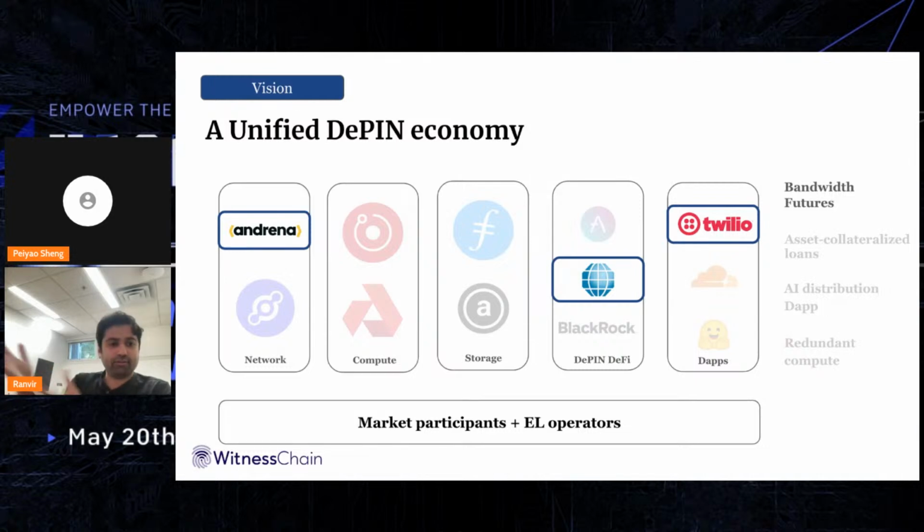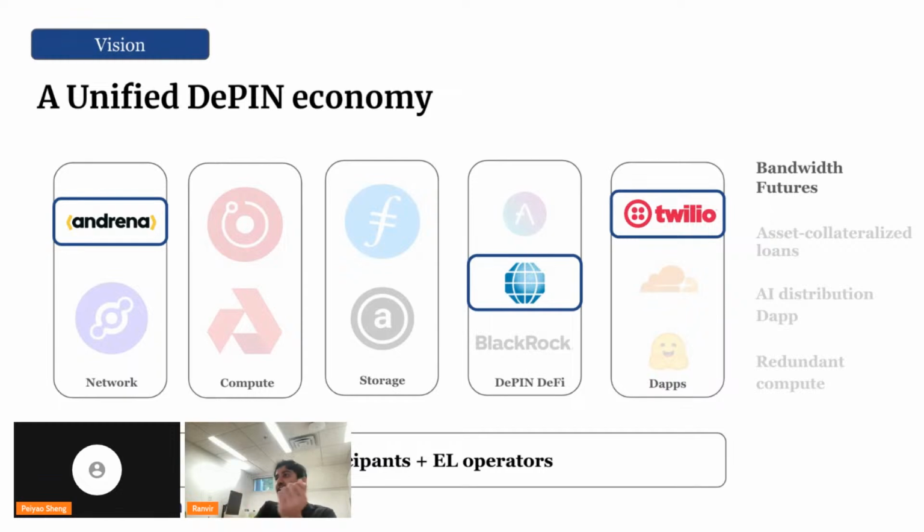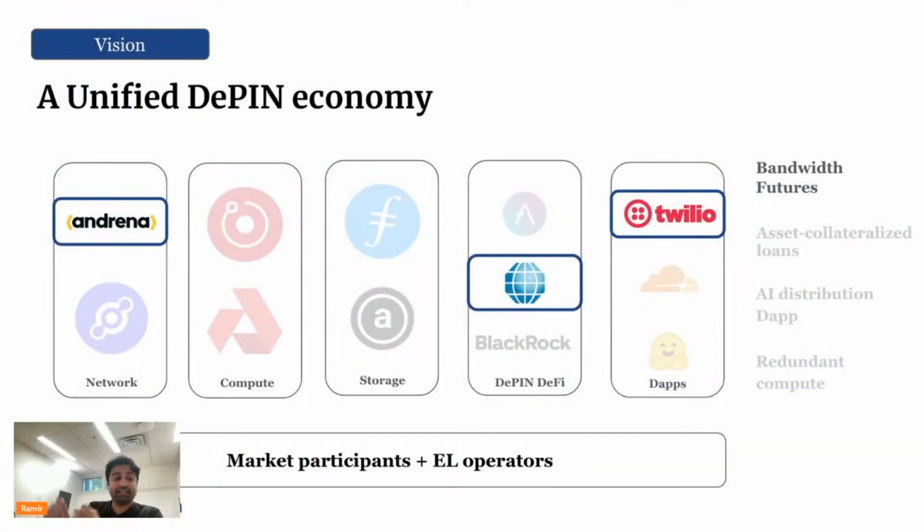I'll go over a few examples of how these applications work with one another. An example that I've developed here is that of a bandwidth future. Let's say there is a network DePIN, and Antenna is a popular example that provides bandwidth. Somebody wants to develop an equivalent of Twilio and make that networking available to anyone with relative ease.